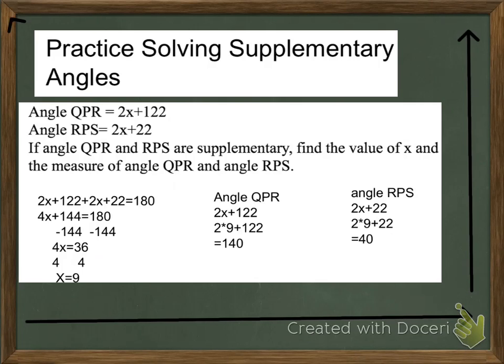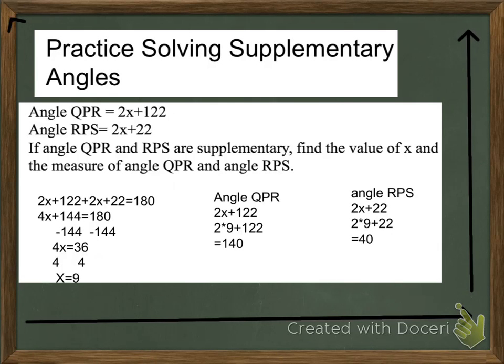Now it says find the measure of angle QPR. Angle QPR equals 2x plus 122. What you do is you plug in for x. 2 times 9 equals 18 plus 122 equals 140. And now it says find the measure of RPS also. Angle RPS equals 2x plus 22. 2 times 9 plus 22 equals 40.